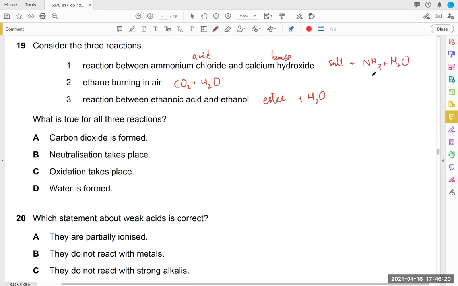Okay, what is happening in these three reactions? First is neutralization, second is combustion, third is esterification. So what is common in all of them? All of them are producing water. So that is our answer.